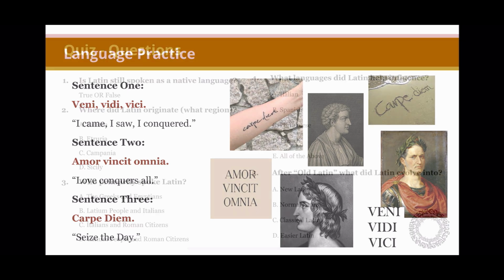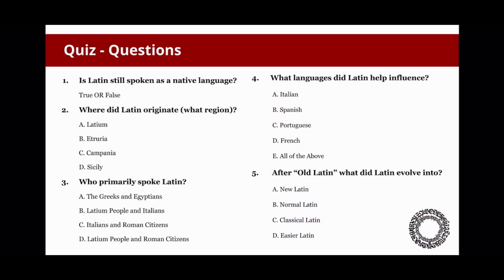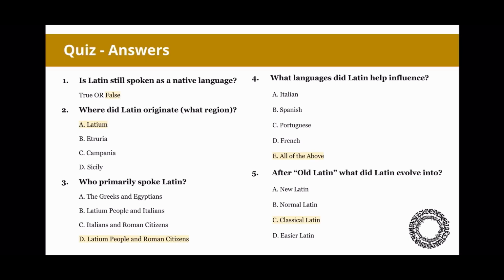And then for our quiz, if you want to pause it right here to try and take the quiz, the next slide will showcase the answers, and I'll read these out. The first question is: is Latin still spoken as a native language? The second question is where did Latin originate, specifically what region in Italy. The third question is who primarily spoke Latin. The fourth question is what languages did Latin help influence? And then our last question is after Old Latin, what did Latin evolve into? And all of these questions were based on the content that we displayed just earlier. And then here are the answers.